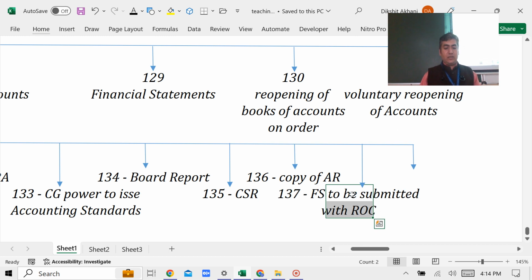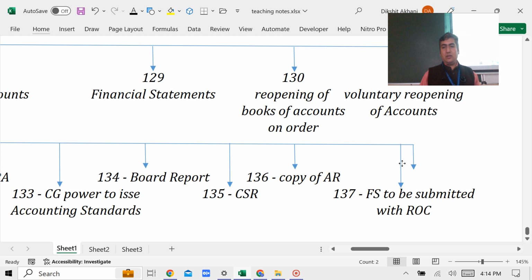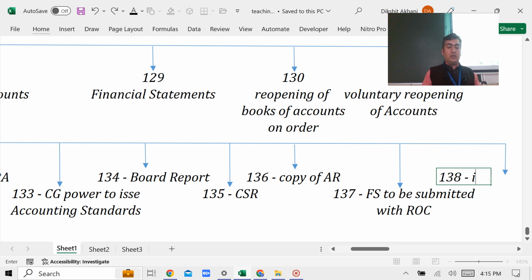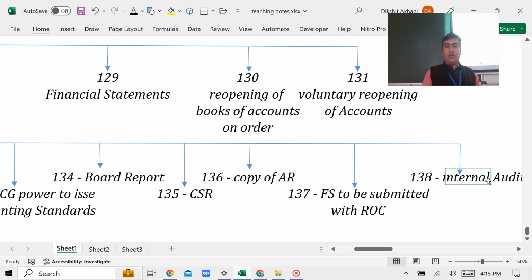So here we are going to learn something about financial statements. All right. Last is 138, and 138 is nothing but internal audit. That's all. Internal audit. I think you might have learned something about internal auditing during the auditing subject. Like which companies it is compulsory for, what are the functions, what should be the qualification, whether any professional who is not a chartered accountant is allowed to be appointed as internal auditor. Likewise, questions you might have not done.